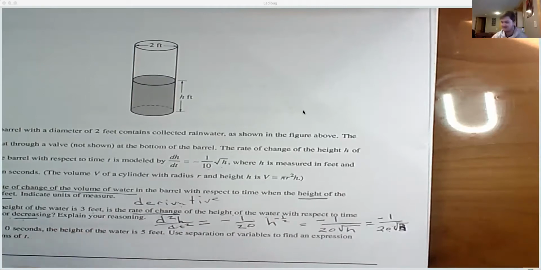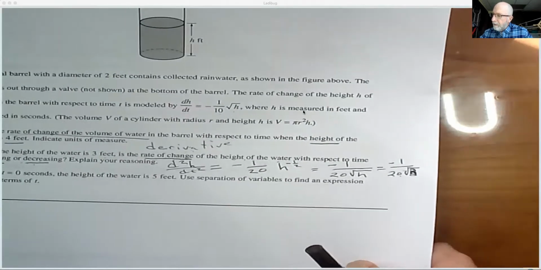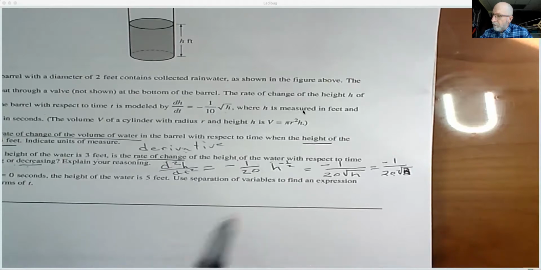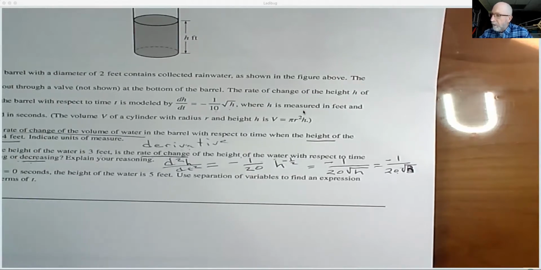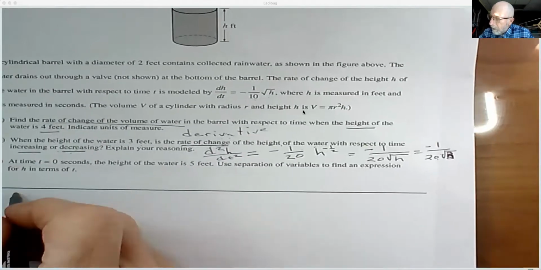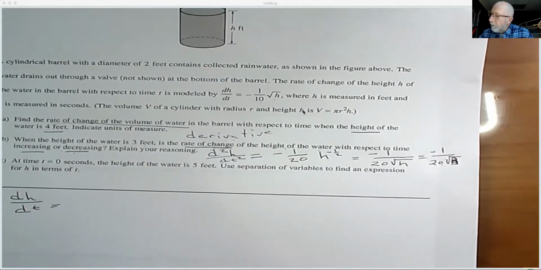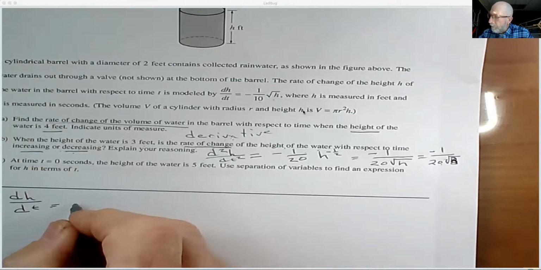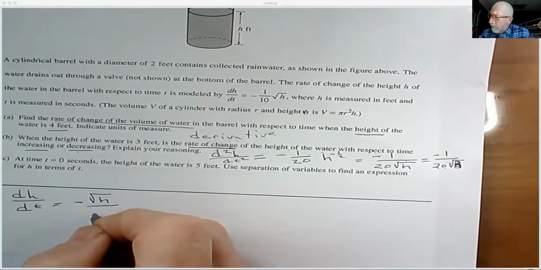Okay, all right. Alrighty, let's take a look at C. At t equals 0, the height of the water is 5 feet. Oh, this is the perfect thing. Use separation of variables to find an expression for h in terms of t. Alrighty, so we have dh, I'm going to write it right here. This is going to be dh/dt is equal to, and I'm going to write it this way, the square root of h over 10.